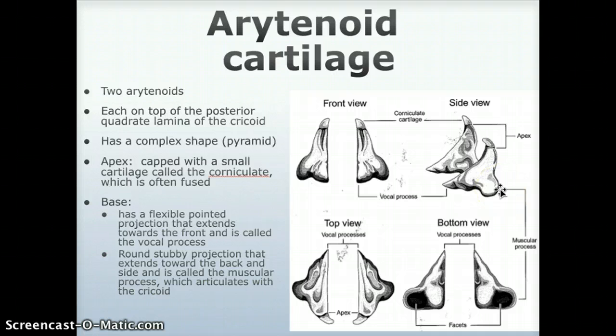The apex, the very top, has a small cartilage called the corniculate cartilage, which is fused to the top of the arytenoid cartilages. At the base, you can see on the bottom here, there's a pointed projection that extends to the front, and these pointed projections here and here are called the vocal process. And then at the bottom here, this is called the muscular process. The muscular process connects with the cricoid cartilage.